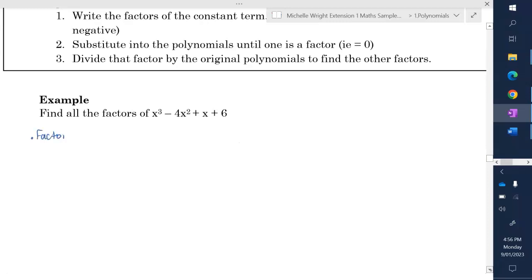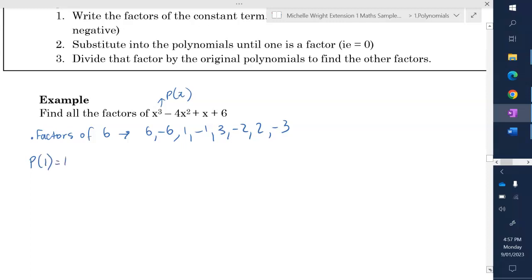So the factors of 6 are 6 and minus 6, 1 and minus 1, 3 and minus 3, 2 and minus 2. We're going to substitute those into our polynomial, and we'll call this polynomial p of x, until one of those substituted in gives us a 0. I think I mentioned this last time. I like to start with the smallest number. It just makes it a little bit easier. So I'm going to start off with 1 and hope 1 is going to give me a value.